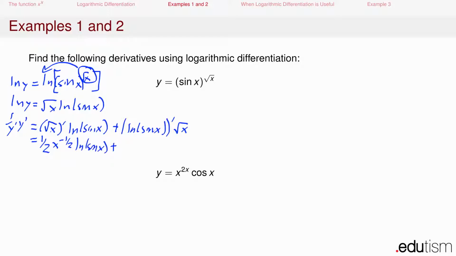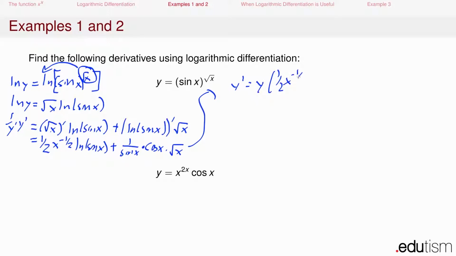When we take the derivative of ln of sine x, we're going to do 1 over sine x, the derivative of the outside function. We have to multiply by the derivative of the inside function. The inside function is sine x. Its derivative is cos x. That's using the chain rule. That's multiplied by square root of x. So now 1 over y times y prime equals this thing. So y prime is going to be y times that whole thing.